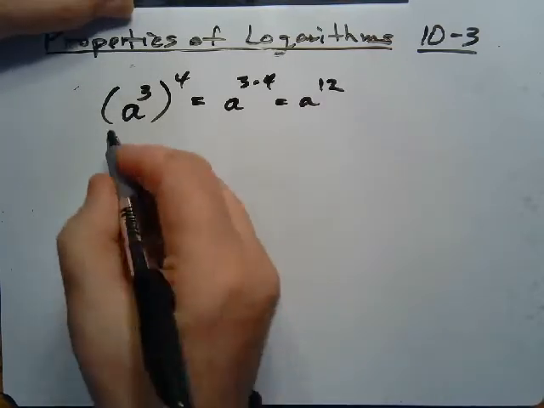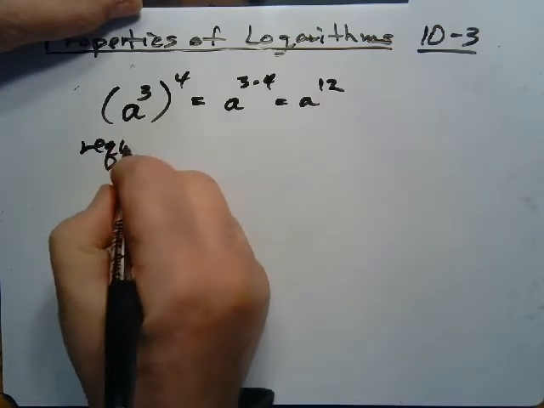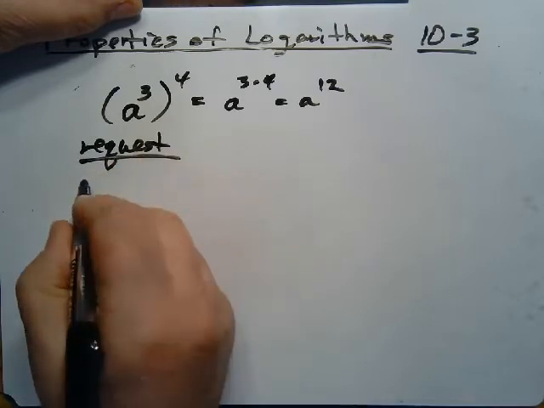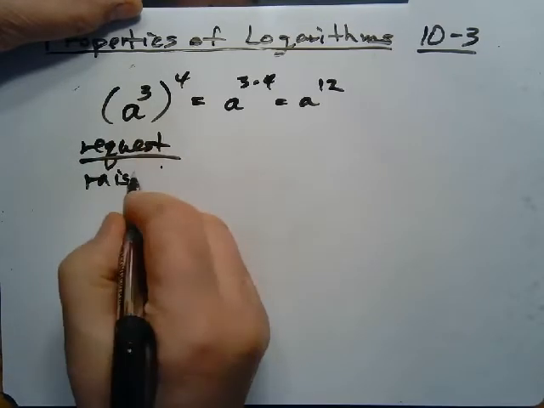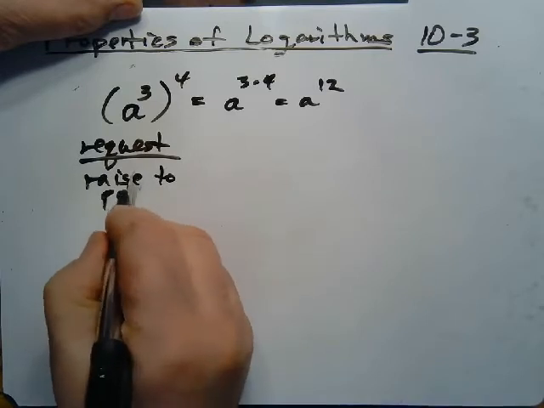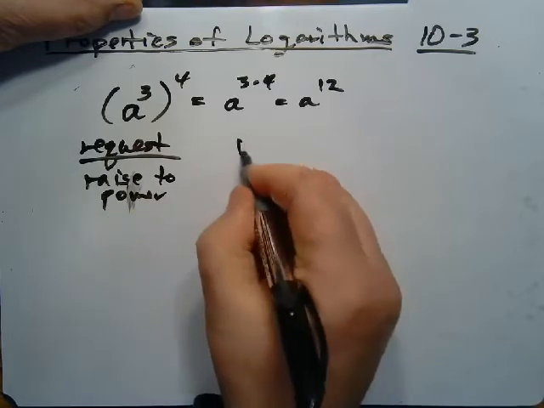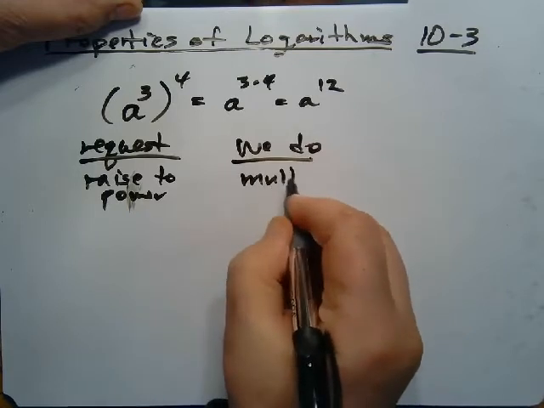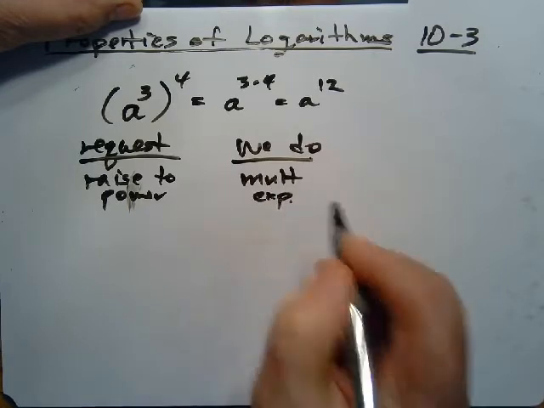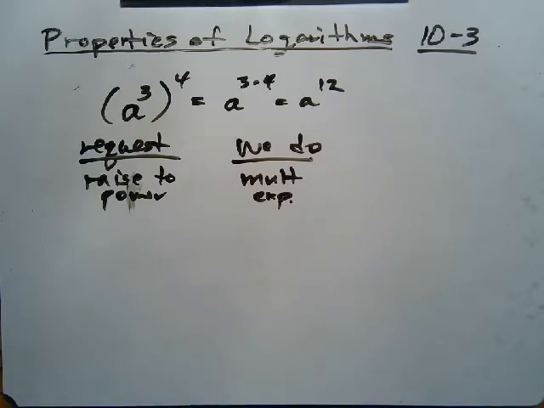The request here was to raise to a power. And what we do is we multiply the exponents. If we're asked to raise to a power, we multiply the exponents. Let's see what that looks like.